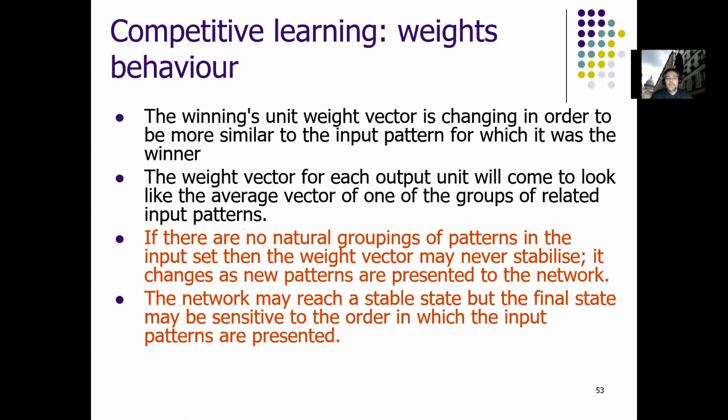There is, of course, a problem. If there are no natural groupings in the patterns, in the input space, if there are no clusters, basically, okay, what's going to happen if you use unsupervised learning is that the weight vectors may never stabilize. They will always change as new patterns are presented at the input. So the algorithm will diverge, will not be able to converge. Another problem you might have is that the final state that the network will reach may depend on the order that the different data points were presented.